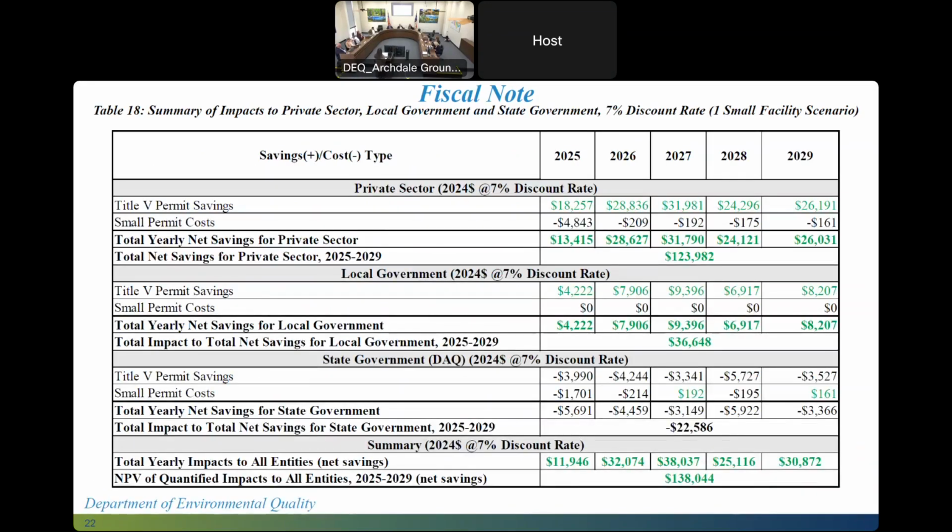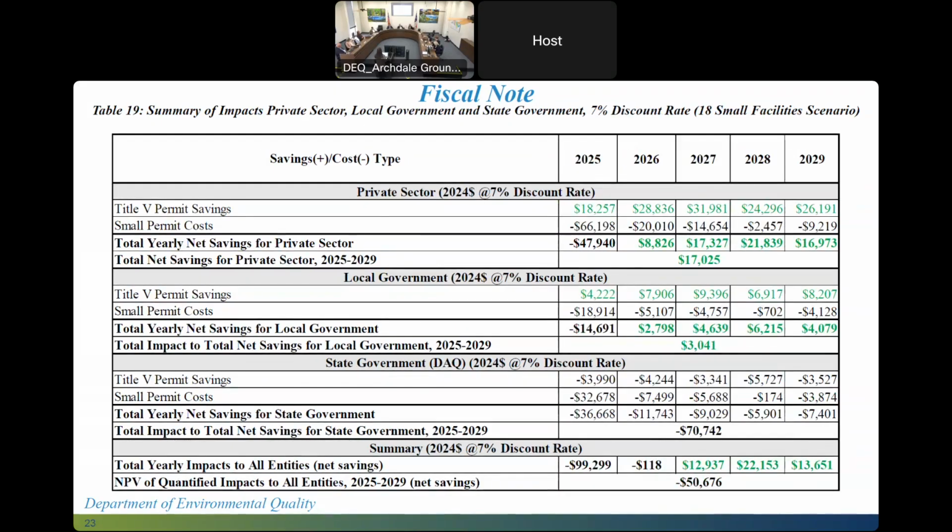So this table breaks down the estimated savings for the private sector, local government, and state government at a 7% discount rate in a scenario where only one facility will have a small permit. So you can see total net savings for the private sector from 2025 to 2029 are $123,982 in savings. The savings for local government are $36,648 in savings. And the cost to the state government would be $22,586, resulting in a total of $138,044 in savings.